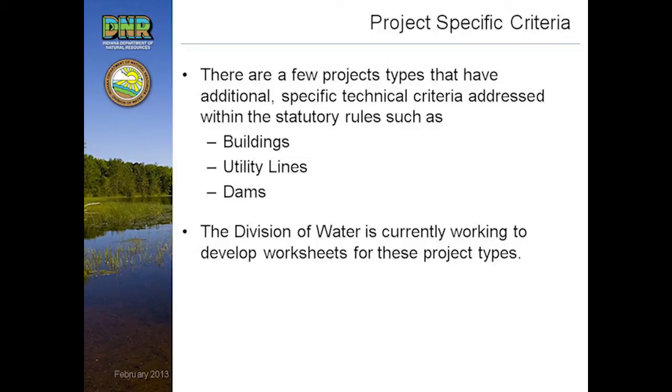There are a few project types that have additional specific technical criteria addressed within statutory rules. These include buildings, utility lines, and dams. The Division of Water is currently working to develop worksheets for these specific project types. Please keep an eye on our website for these.